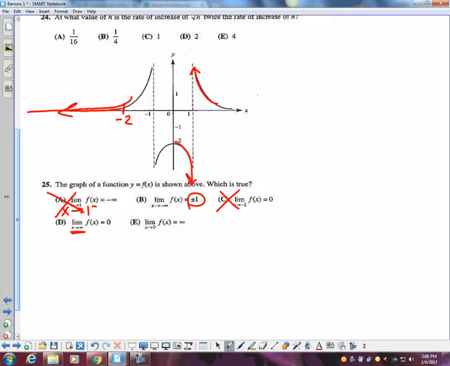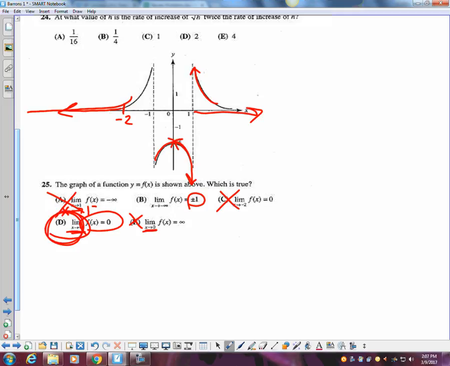Okay? As x approaches positive infinity, so my x's are headed this way. Where is my function headed? The y value is headed to 0, absolutely. So I'm picking number D. Okay, what about this one? As x approaches 0, it says that my function is headed to infinity. Here I am approaching 0. Am I approaching infinity? No, where am I headed? What is the y value? The y value, negative 2. So it can't be that one.